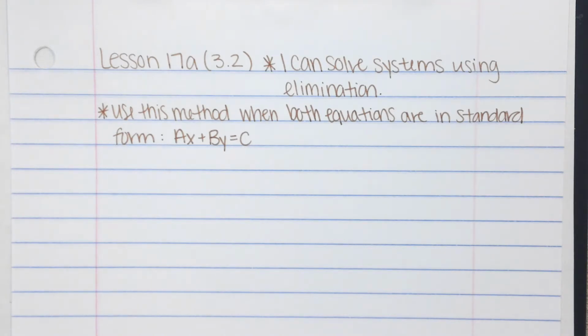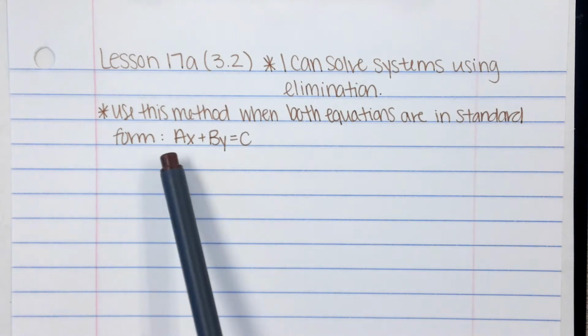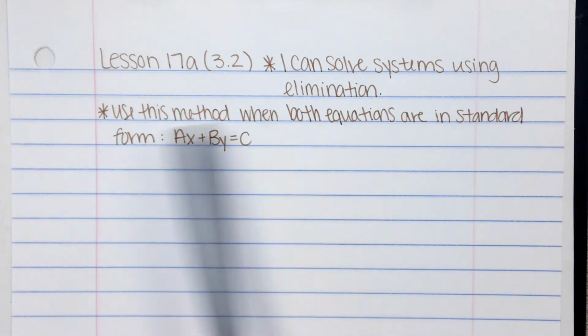So we're still talking about systems of equations just like we were in the last lesson, but we're using elimination instead of substitution. And this method is best when both equations are in standard form, so they're both in ax plus by equals c form.